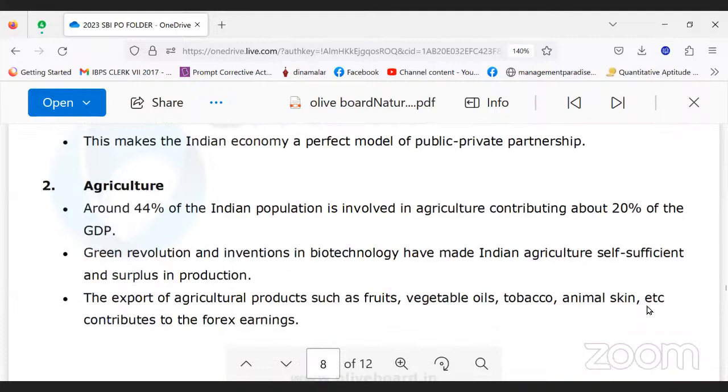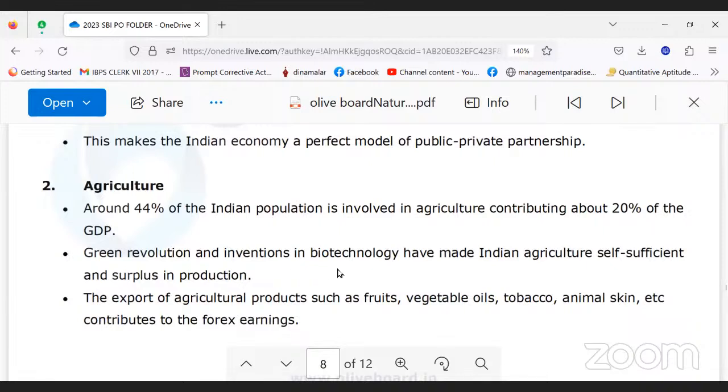Agriculture. Around 44% of the Indian population is in agriculture, but this number varies. Somewhere they are telling 44, somewhere they are telling 49. I don't know what the number is. Around 50% you can say. Agriculture contributes about 20% of the GDP.